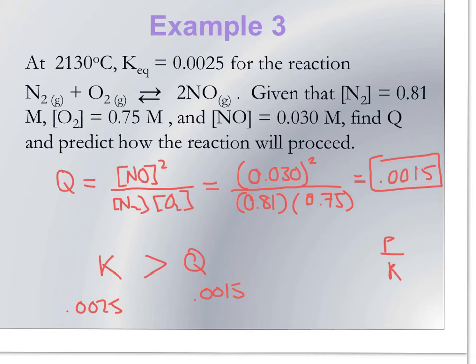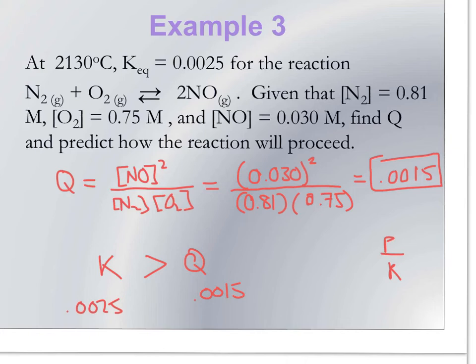And so right now my Q is too small compared to what it should be, because I'm 0.0015 and it should be 0.0025 at equilibrium. So my Q is too small, so that means I need to proceed to the right to make more products so that my Q equals K. So the answer is proceeds to the right.